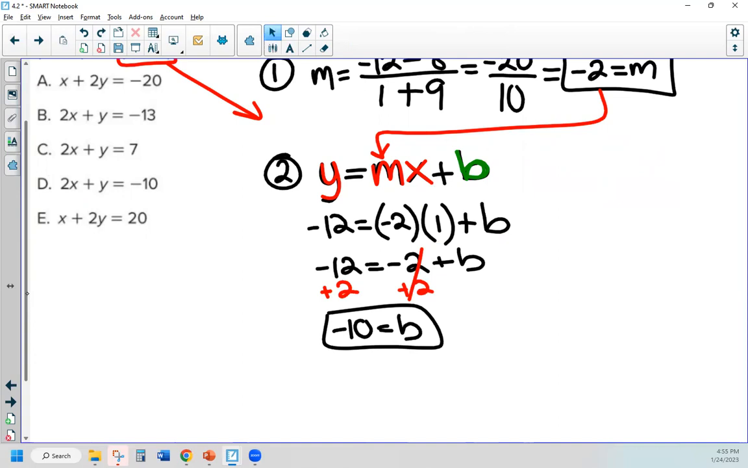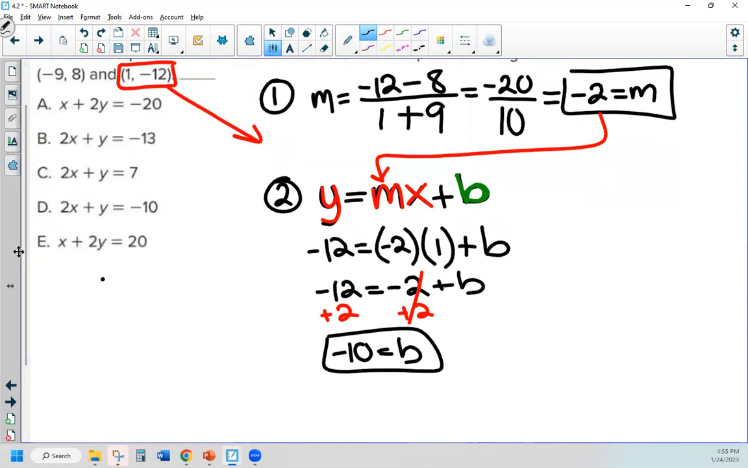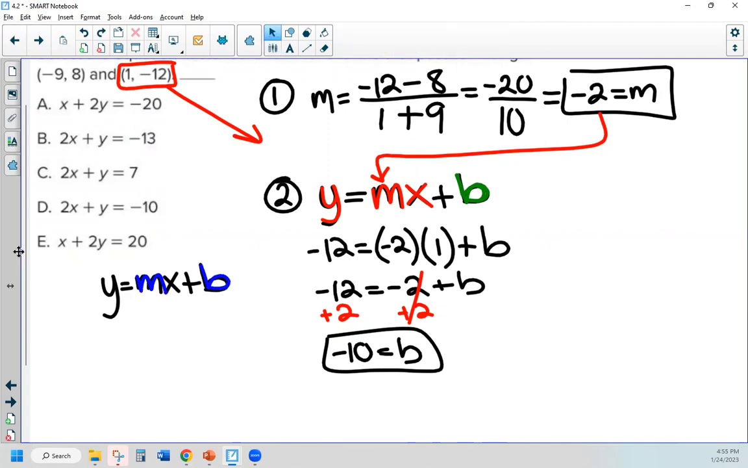Okay? When we write an equation in slope intercept form, y equals mx plus b, the 2 items that we actually write in are the slope and the y-intercept. Those are the 2 items that we write in, and that is what makes our equation. So y equals, what was the slope? -2x.